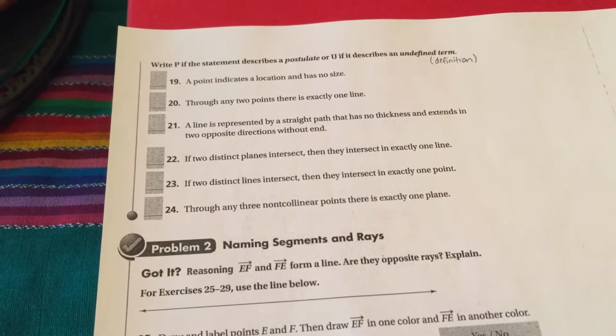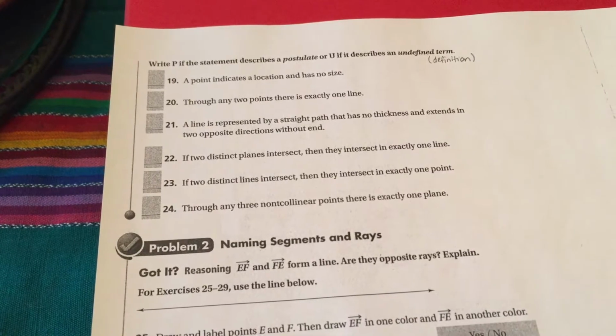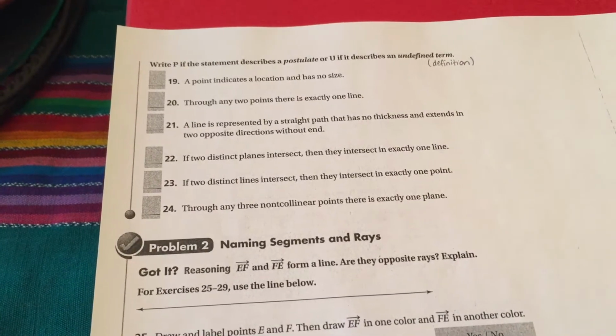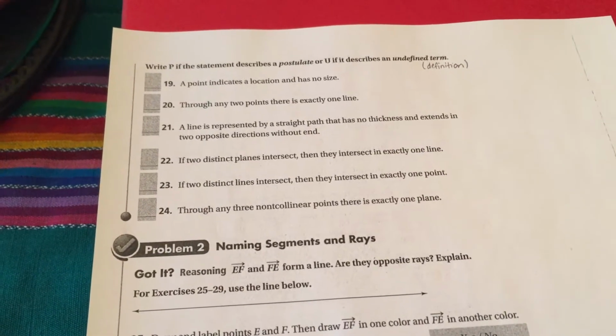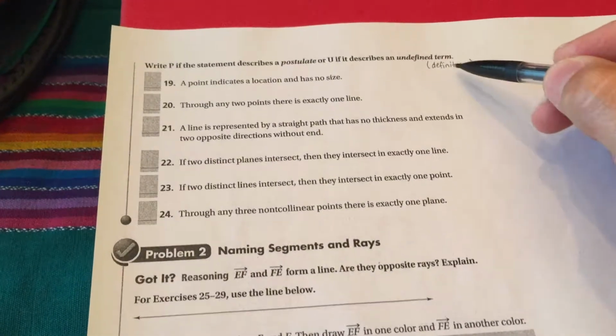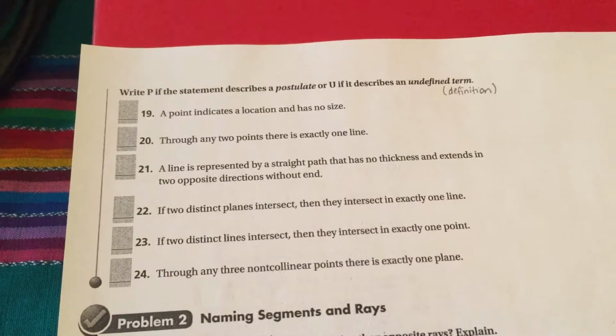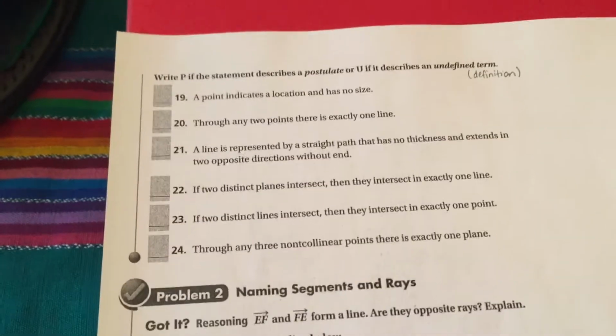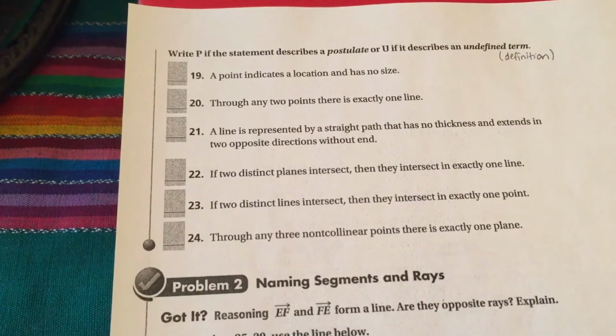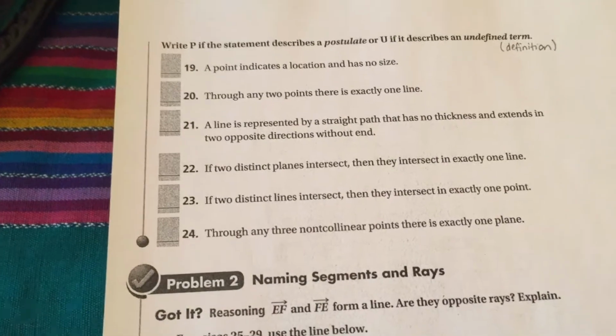Okay, we are supposed to write P if the statement describes a postulate as described on the previous page, or U if it describes an undefined term. I wrote the word definition here because I think that would make better sense to us as we're looking at these. So a point indicates a location and has no size.